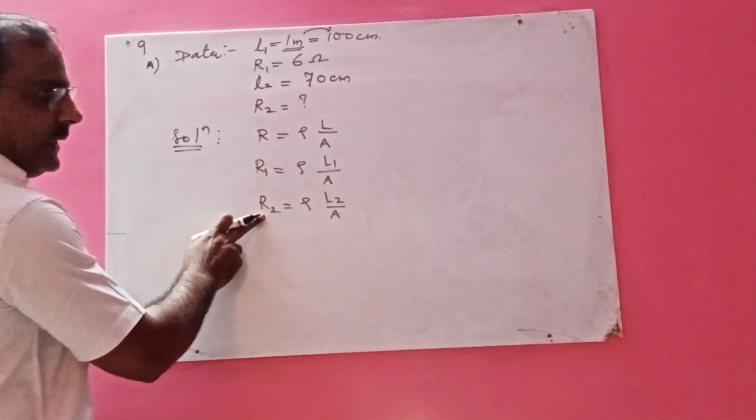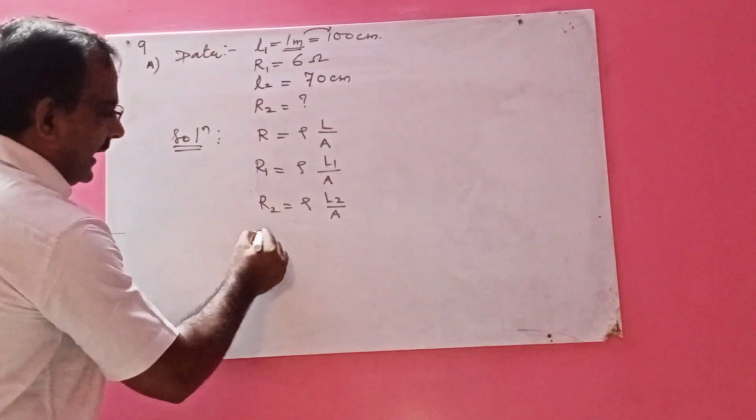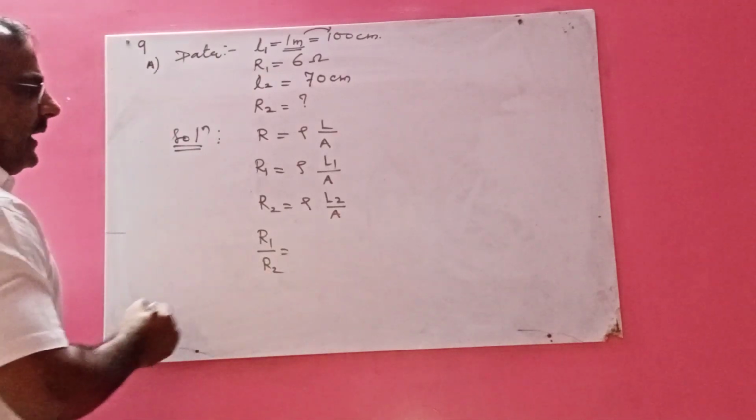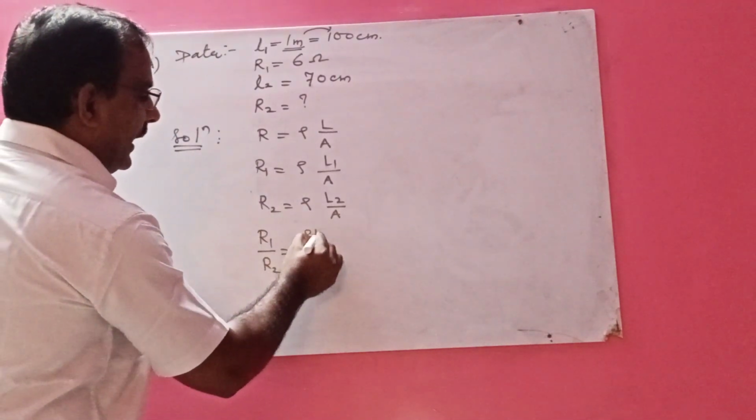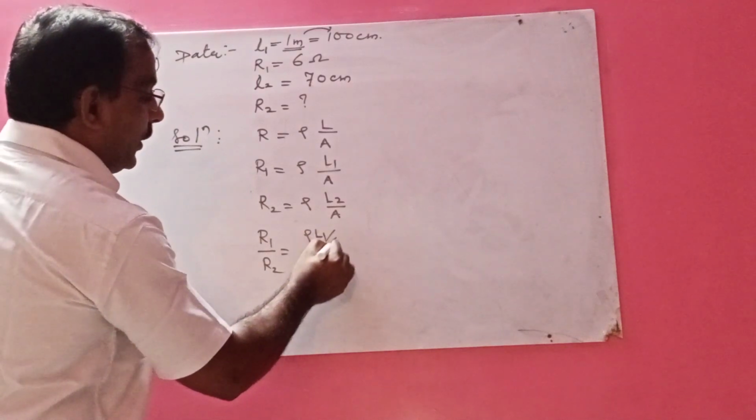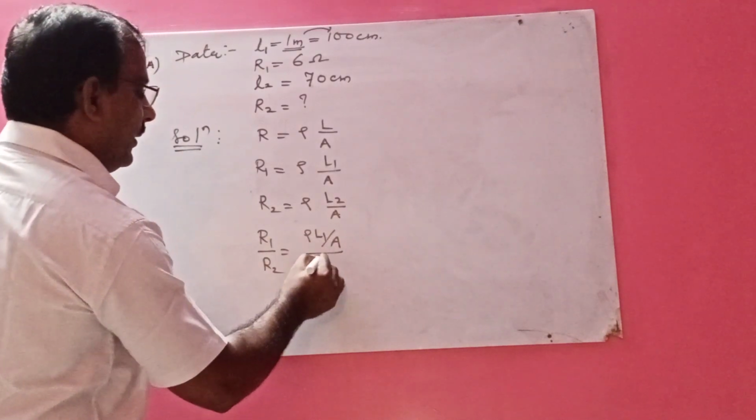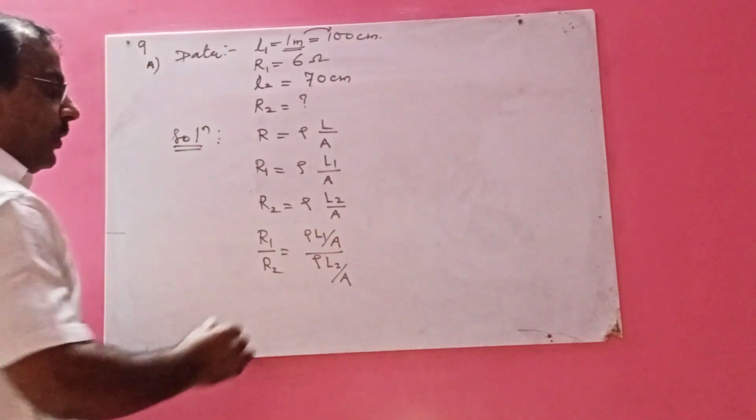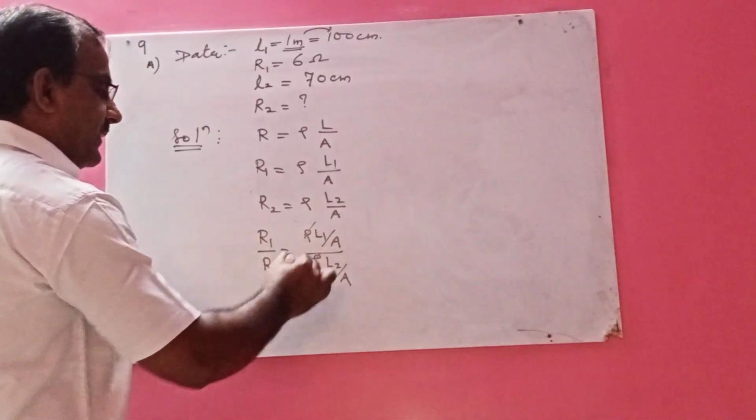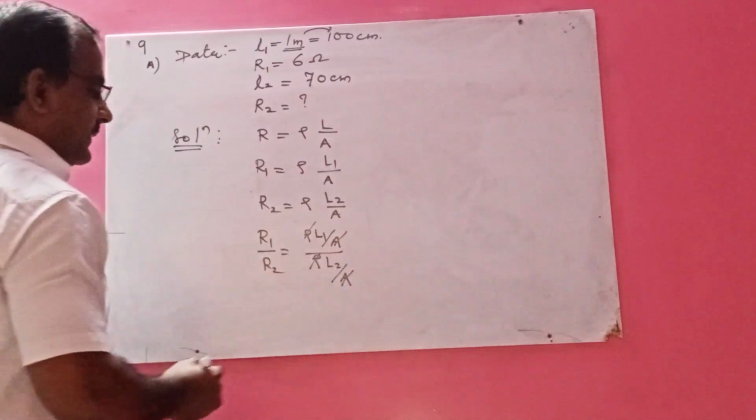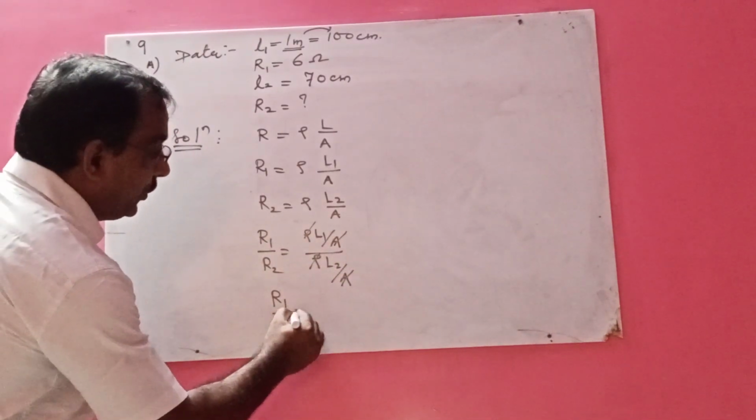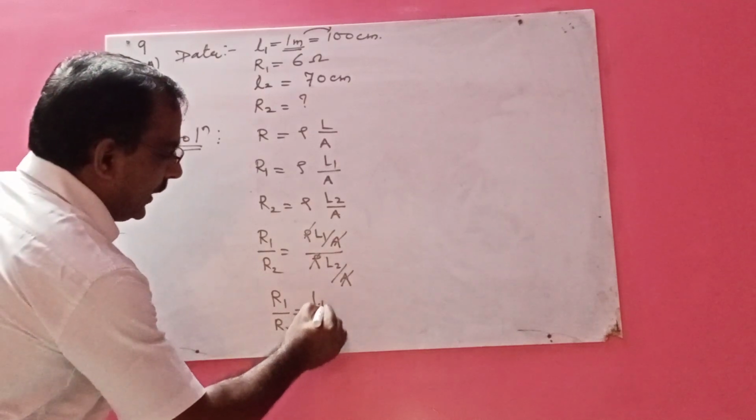We need to calculate R2, so that is why divide R1 by R2. So R1 divided by R2 means rho L1 upon A divided by rho L2 upon A. Here what will happen? This rho and rho get cancelled, A and A get cancelled, and you will get here R1 upon R2 is equal to L1 upon L2.